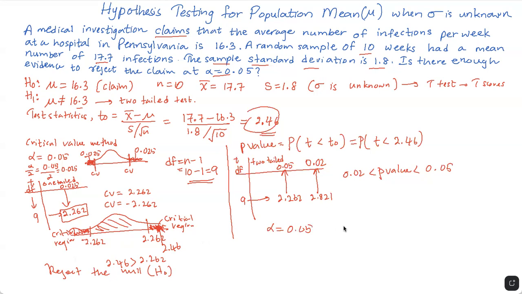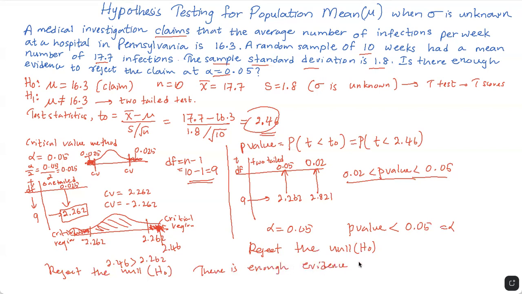And under the p-value method, you compare your alpha value, which is 0.05, with the p-value. As you can see, your p-value is between 0.02 and 0.05. You can see that the p-value is less than 0.05, which is alpha. So if your p-value is less than your alpha value, then you reject the null, H0.